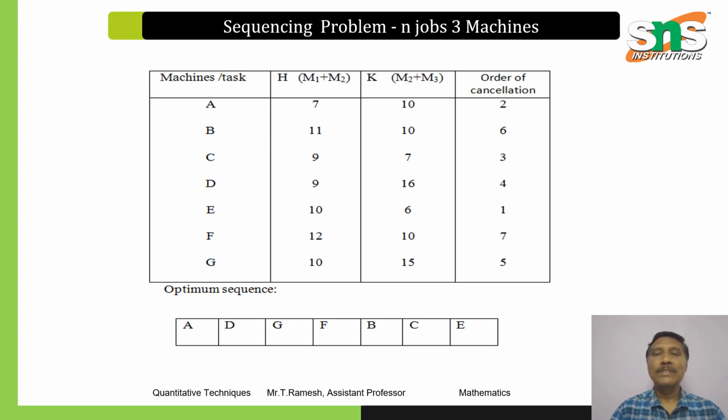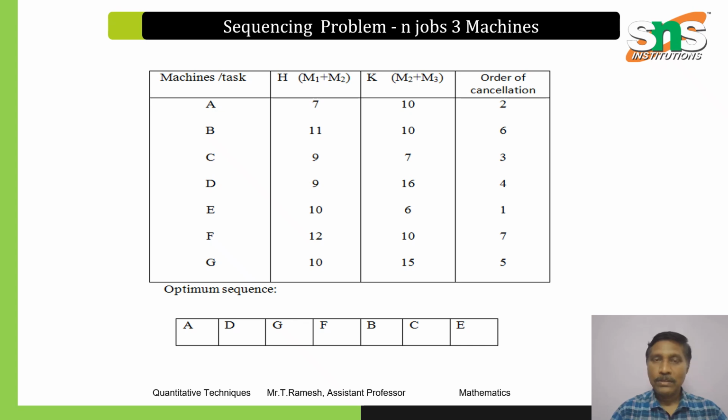So first we take the sequencing order, but there are three machines. We convert these three machines to two machines with the same jobs. So first we write the jobs A to G, and we combine machines M1 and M2, calling it H. So we add the two: 7, 11, 9, 9, 10, 12 and 10. And similarly, we add machine 2 and machine 3, calling it K. After adding, the time durations are 10, 10, 7, 16, 6, 10, and 15.